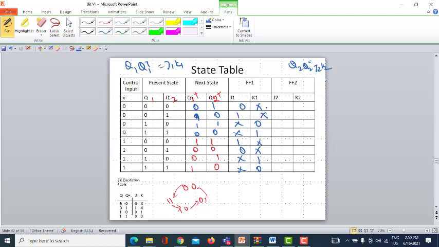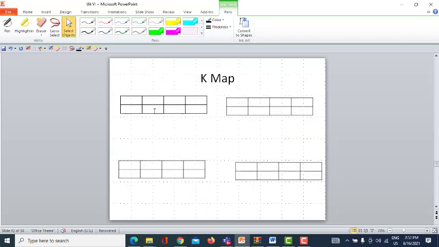Again, for your J2, K2 it is 0, 1. I have filled up this table by looking at the excitation table. Next we go ahead with the K-map. Now there are 3 inputs for the K-map: X, Q1 and Q2. So it's a 3 variable K-map with the states. Like this, I need to go ahead.